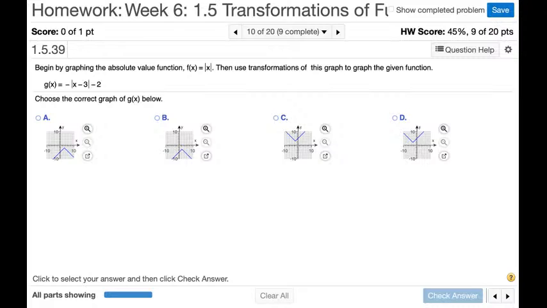So transformations, we got 1, 2, 3 transformations going on. This says to go right 3, flip vertically, and then down 2. So it can't be C or D. Thinking it is A. A looked like it went right 3 and down 2.